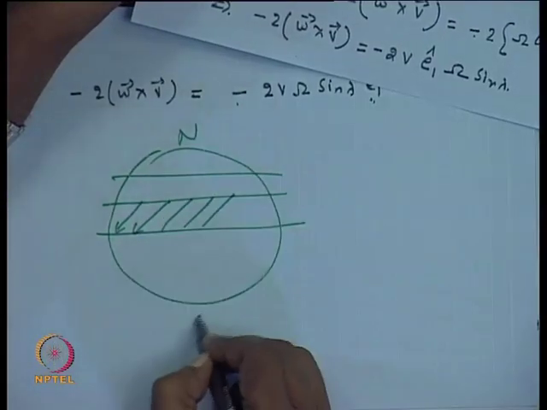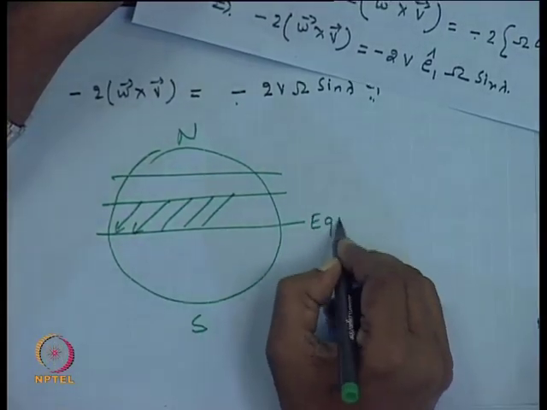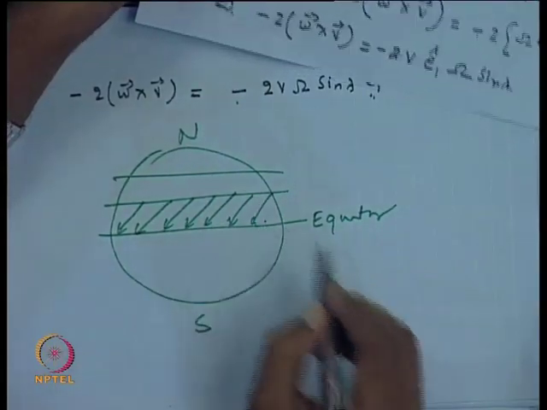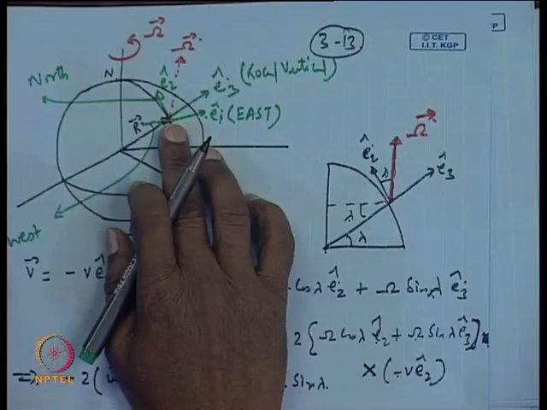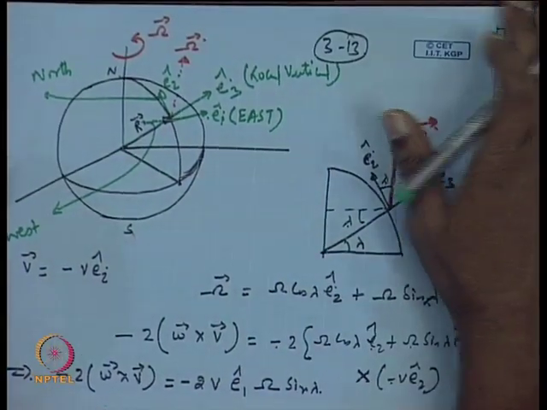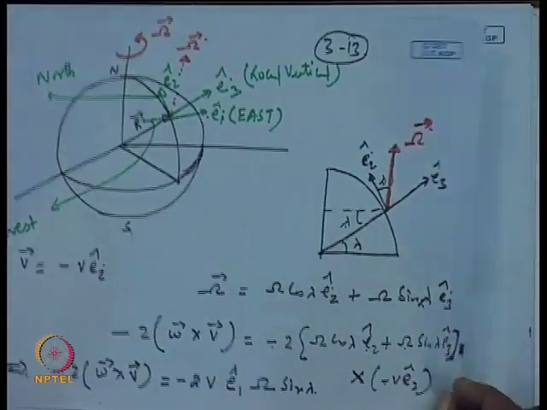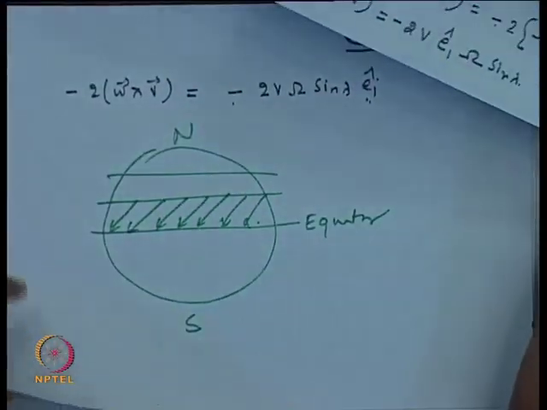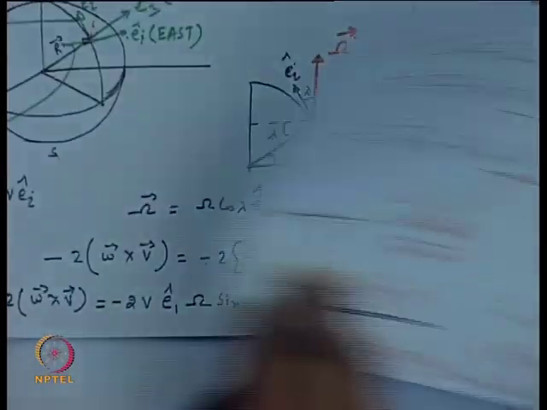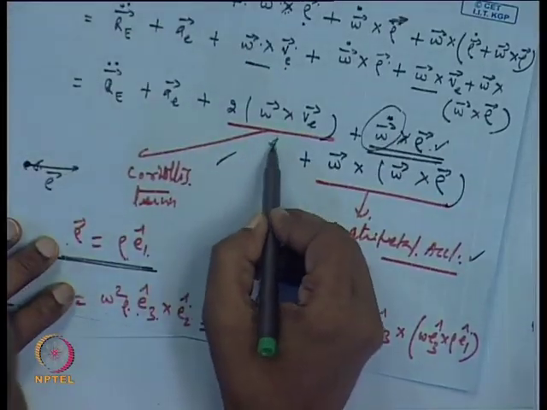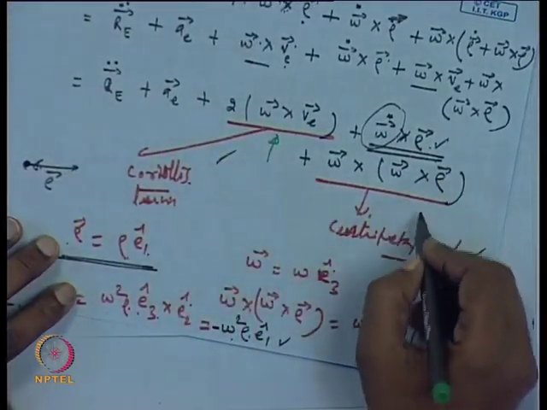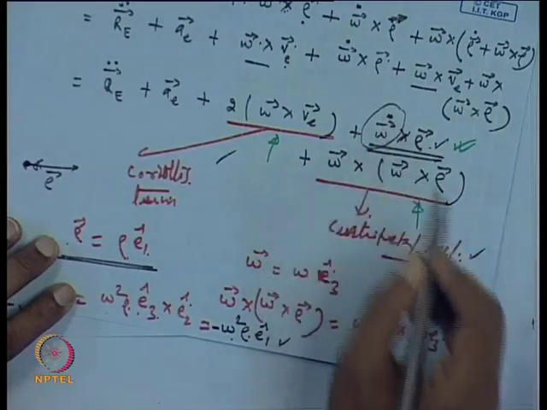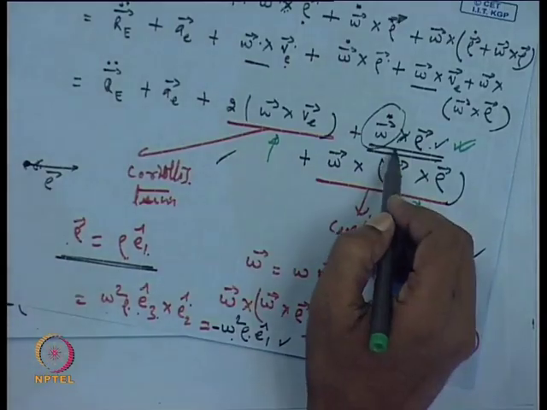So, this is your north pole and this is the south pole, this is the equator. Okay. So, they will turn toward the left, and this happens because of the presence of this Coriolis acceleration. Okay. So, I have shown the Coriolis term here, then I have shown this centripetal term here, and this is basically due to the increase in the angular velocity. Okay.